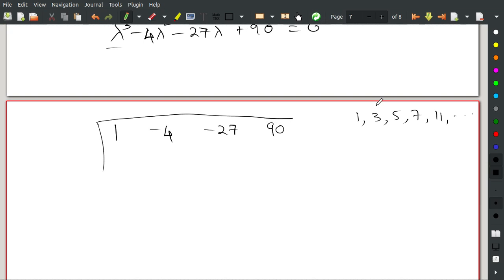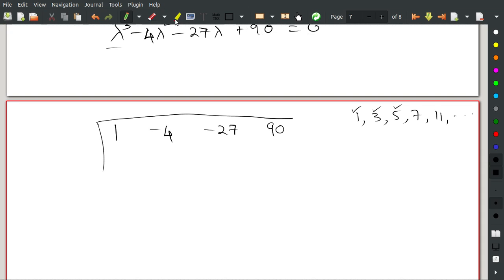Okay, so we know 1 will divide 90, 3 will divide 90, 5 will divide 90, but 7, 11, etc. won't divide. Okay, so let's try to use this one. We have to substitute this value in the above equation such that this equation reduces to 0, which is on the right hand side.